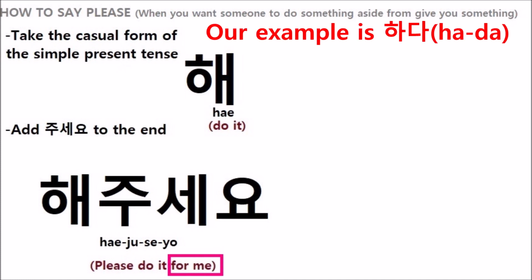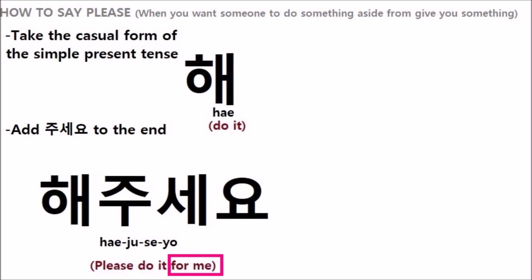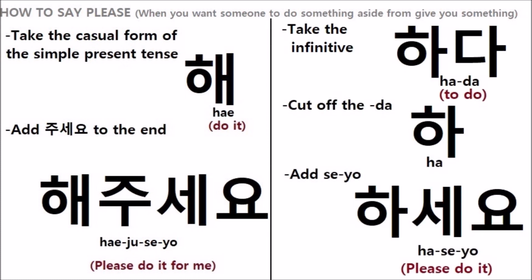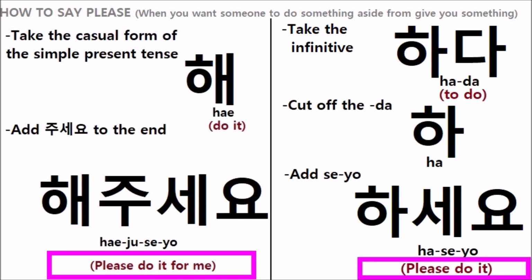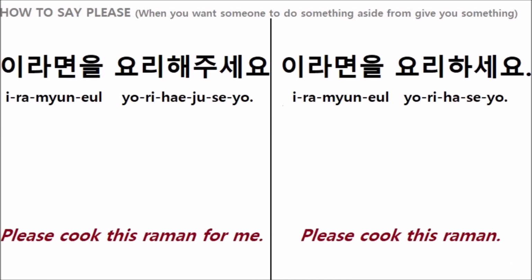For example, 하다 in the simple present is 해. Then we add 주세요, and it's 해주세요, which means please do it for me. If we were to make the other kind of please sentence, we would cut off the da and add seyo to get haseyo, which means please do it. See the difference? It's like saying, please cook this ramen versus please cook this ramen for me.